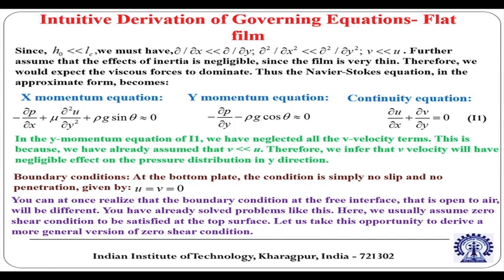So, you can see the summary of the three equations, and these equations contain u, v and p, either in a dimensional form or in a dimensionless form, but you require their boundary conditions. So, what will be the boundary conditions at the bottom wall and at the top wall? We will look into that.